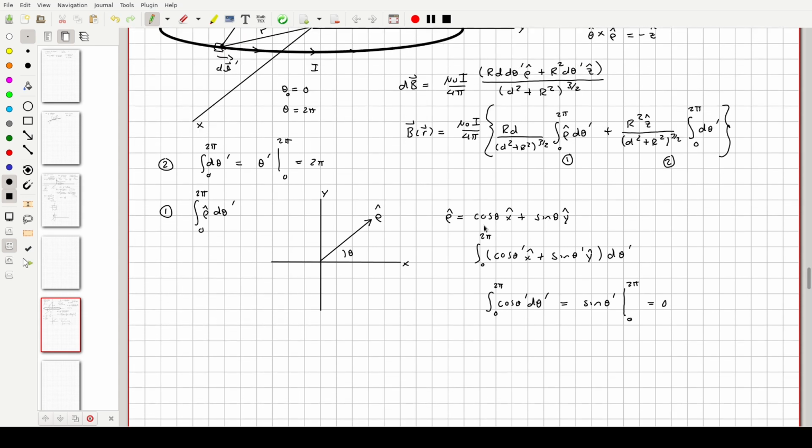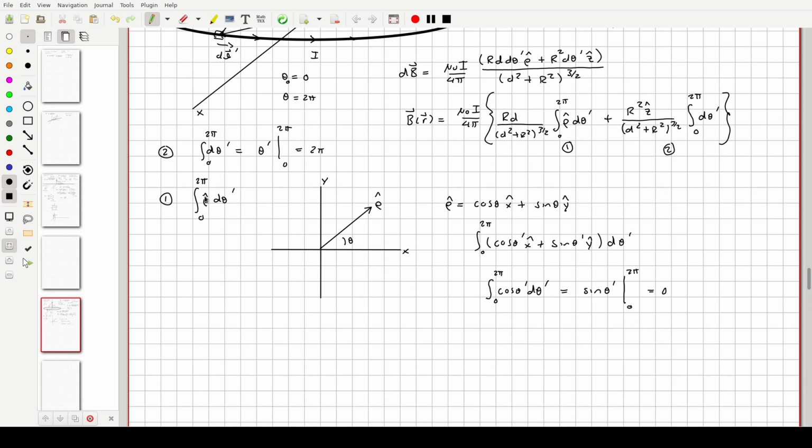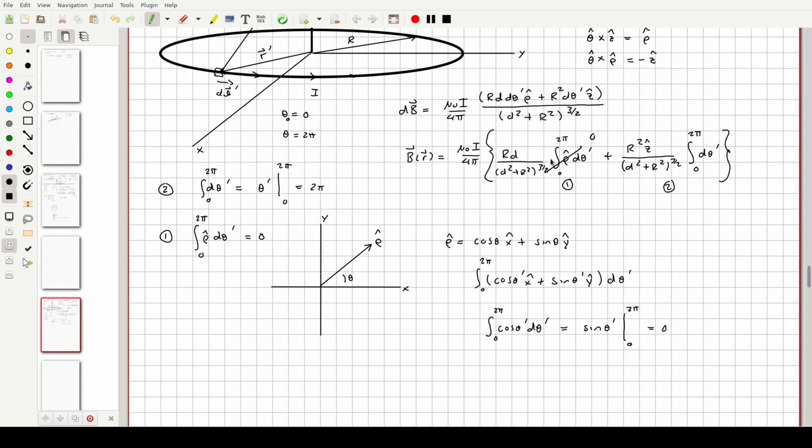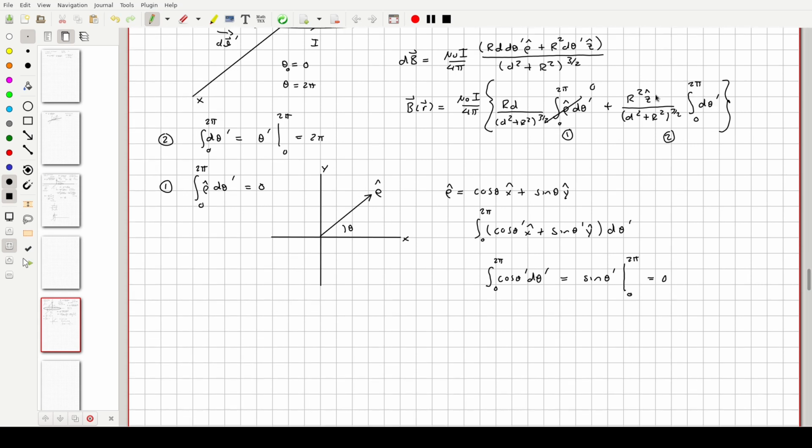And what that means is that the act of integrating rho hat d theta from 0 to 2 pi gives you 0, which means that this first integral right here is 0, which means this one right here is the only one that contributes overall to our answer. So we can almost immediately write down the magnetic field. You have a mu naught I over 4 pi sitting out in front. And then what we're going to do is just attach the rest of that stuff there.